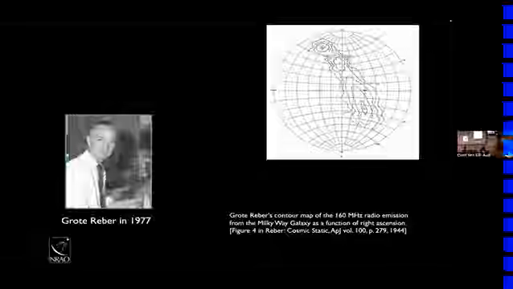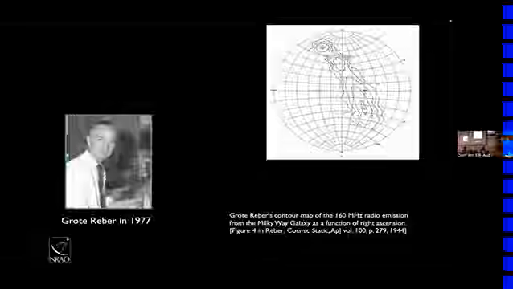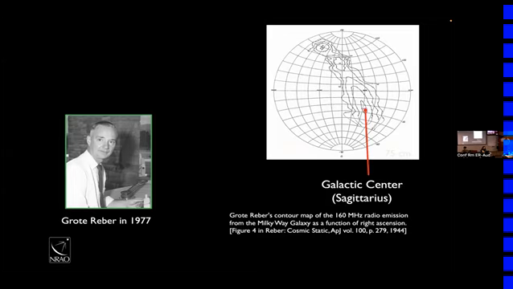And what you see here, this is a publication from, you can see there, 1944. So this is actually during World War II. And there's Grote Reber a little bit later in the 70s. And so what we now know he was detecting in this image was actually the galactic center, right? So there's the first image of the center of the Milky Way galaxy.